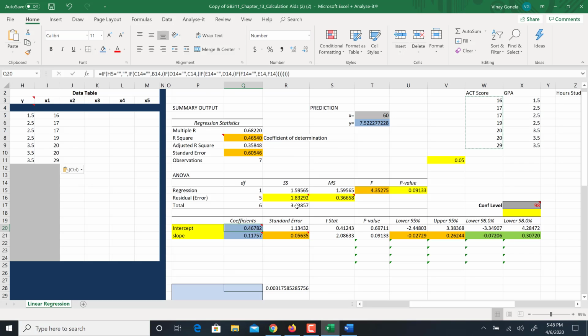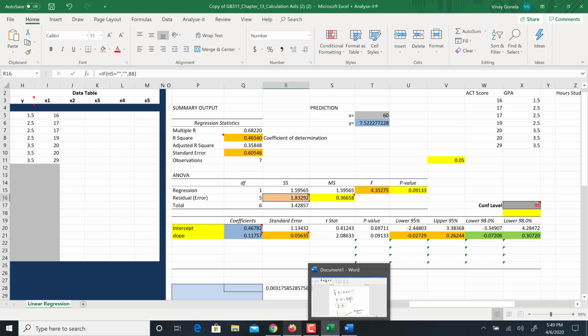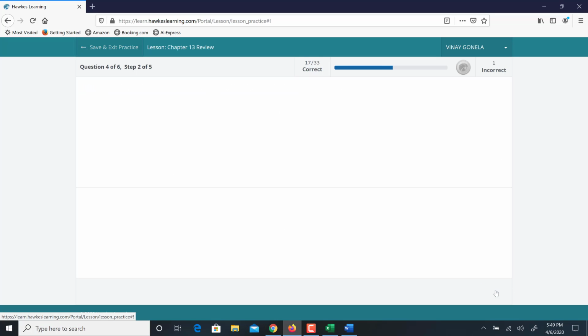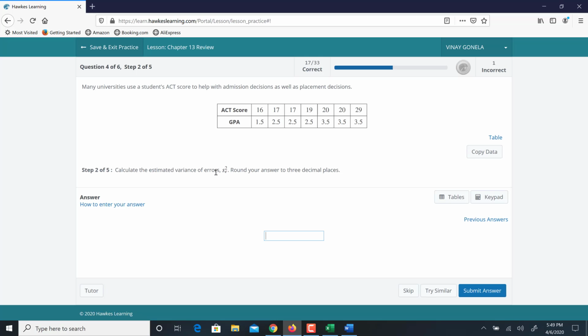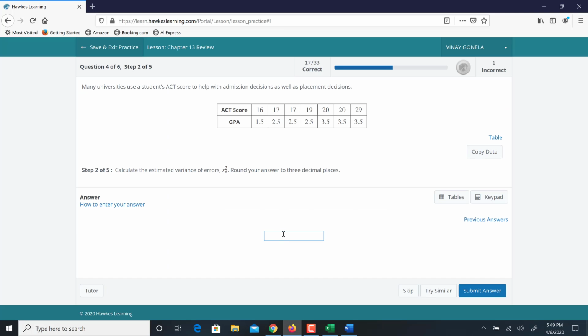Now they are asking us what is the sum of the squares of error. So the sum of the squares of error is this. I will use maybe a different color. So that would be this. I will copy that and paste it here, submit it. And then what is the estimated variance of error? So the estimated variance is this one. So I will select that and key in here.